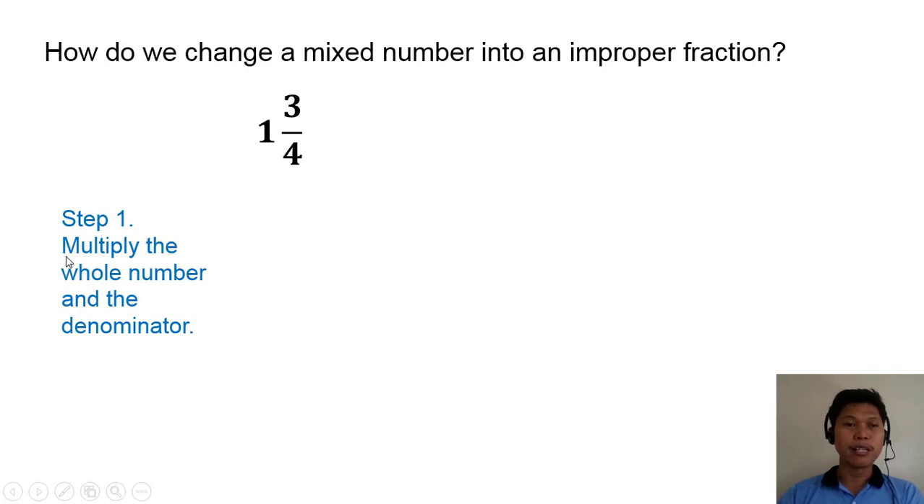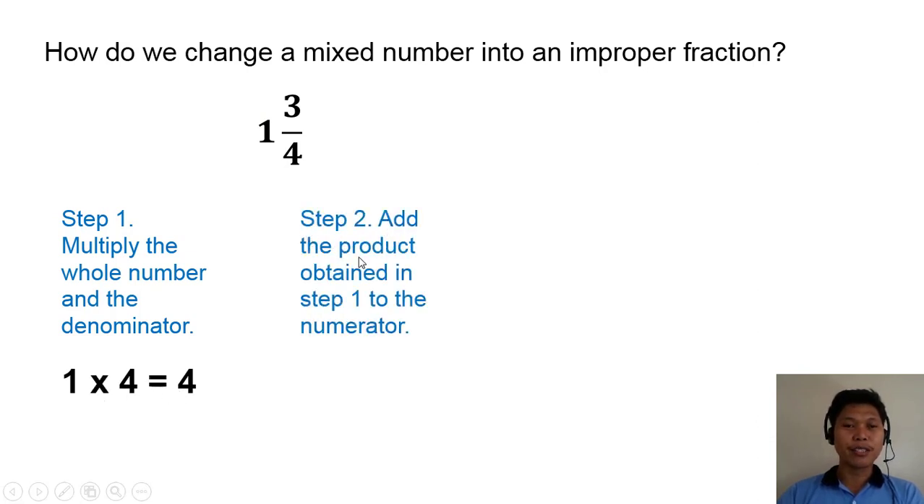We have step number 1, multiply the whole number and the denominator. So ito yung whole number and then ito yung denominator. So 1 times 4 is just equal to 4. And then step number 2 is add the product obtained in step number 1, which is this 4, to the numerator. So etong 4 daw i-add sa numerator, which is 3. So 4 plus 3 is equal to 7. And we got this 7.